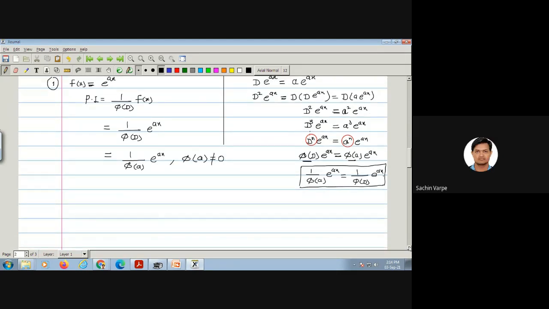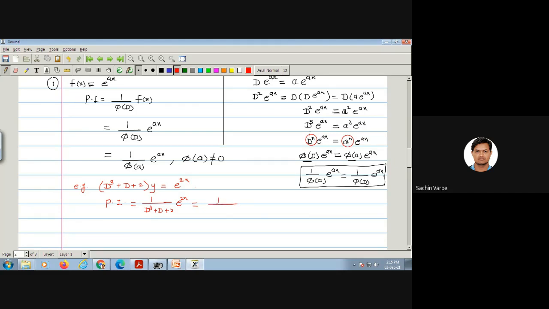Okay? For example, see here. Say (D cube plus D plus 2) into y is equal to, say, e to the power 2x. So directly we can get its particular integral, that is equal to 1 upon (D cube plus D plus 2) operator e to the power 2x, is equal to what?